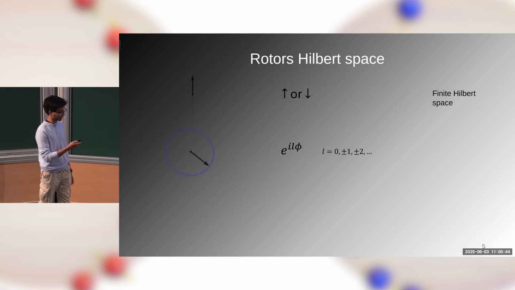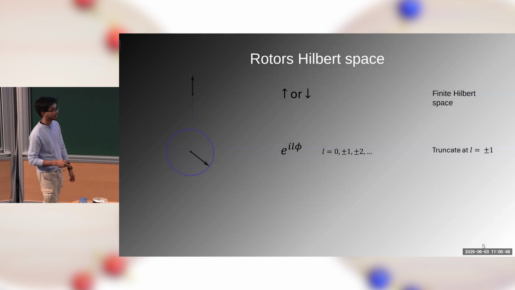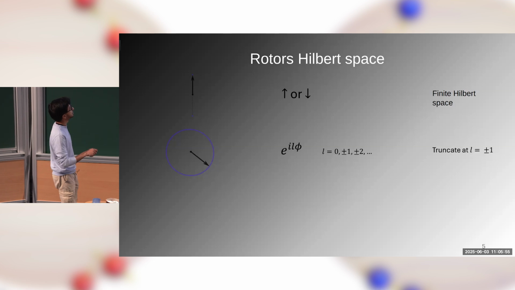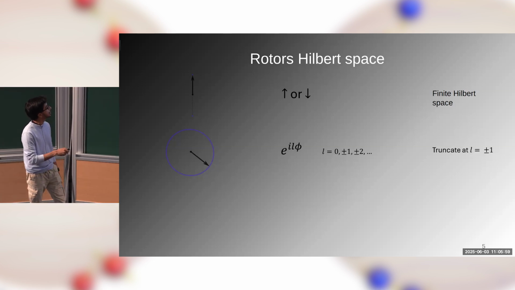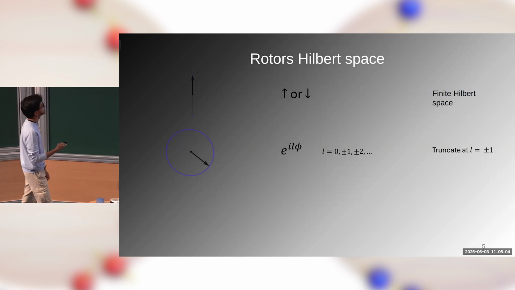And it turns out that if you truncate it at L equals plus minus 1, so you're keeping only 3 states, you still get the O2 Wilson-Fisher transition. And so this is the minimal truncation that you can do. If you do more than that, you get extra states, and less than that, you don't get the O2 transition.